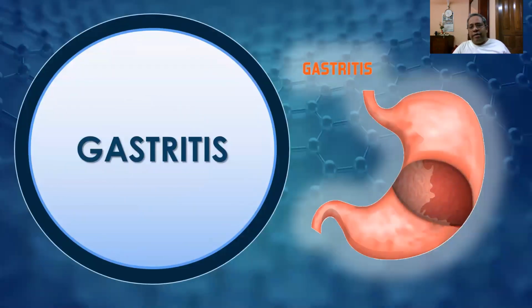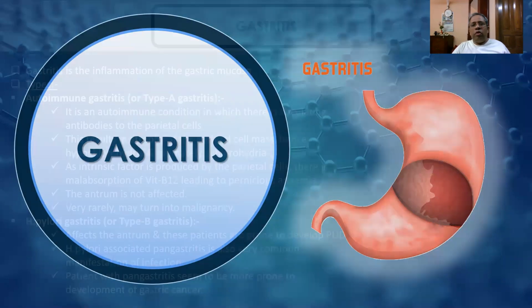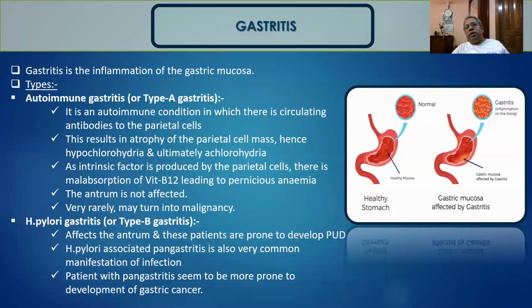What about gastritis? The stomach always needs to work. So you have some ingestion of food, the stomach contracts and relaxes, so there is always trauma. Gastritis is the inflammation of the gastric mucosa. So there is a chance of inflammation in the stomach, and it is always exposed to the acid content there.